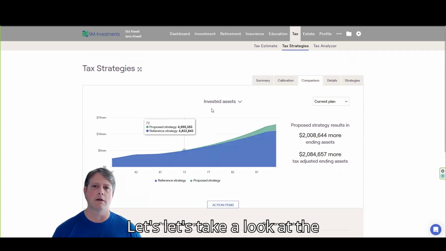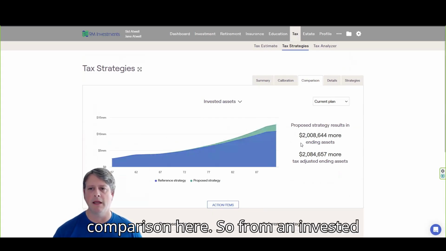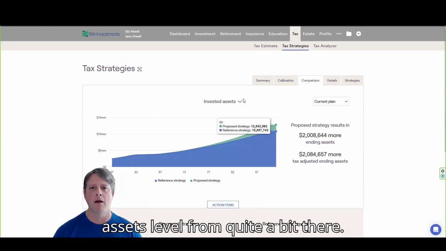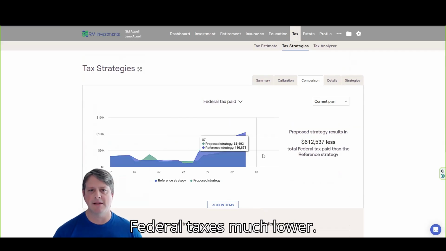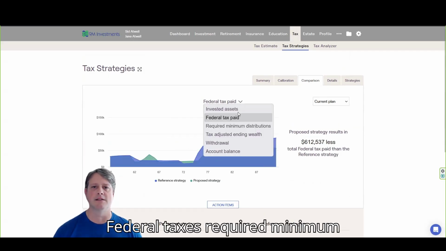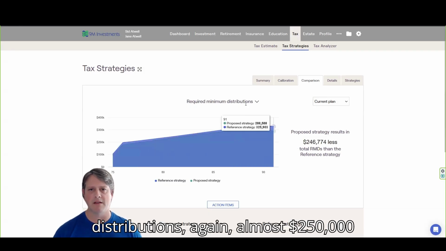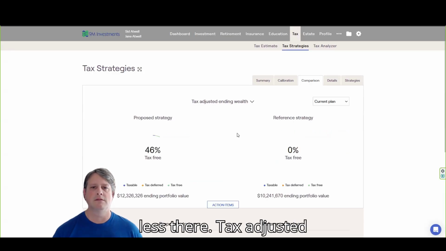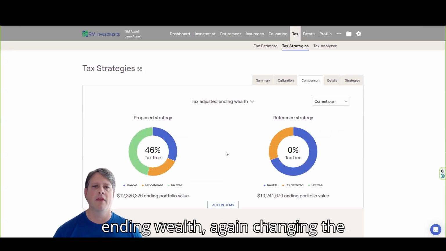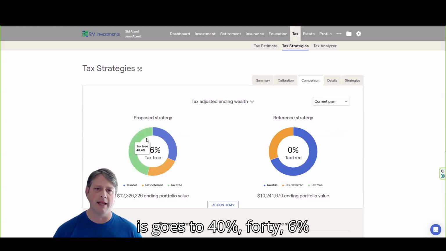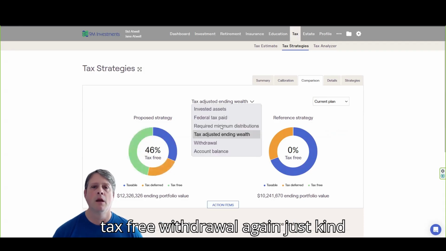So how does that actually look? Let's take a look at the comparison here. From an invested asset standpoint, again, the asset level changes quite a bit there. Federal taxes, much lower federal taxes. Required minimum distributions, again, almost $250,000 less there. Tax-adjusted ending wealth, again, changing the structure of where that money is, goes to 40%, 46% tax free.